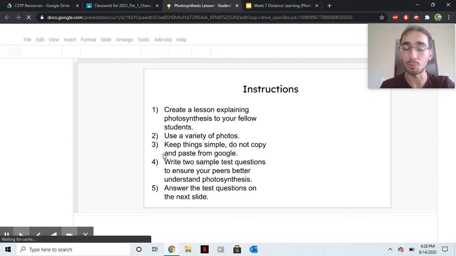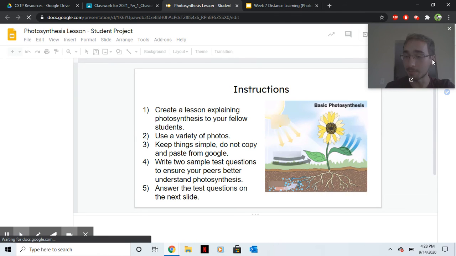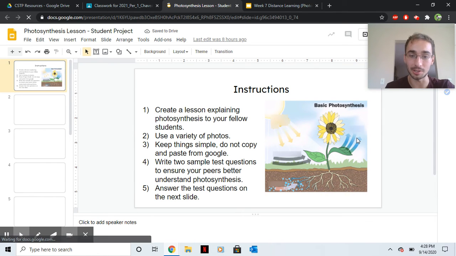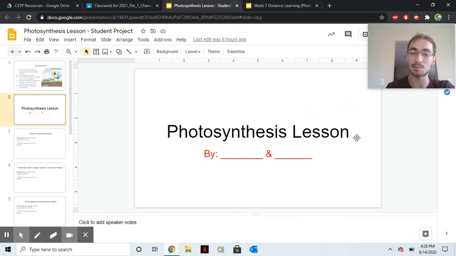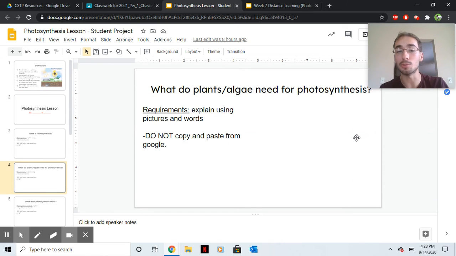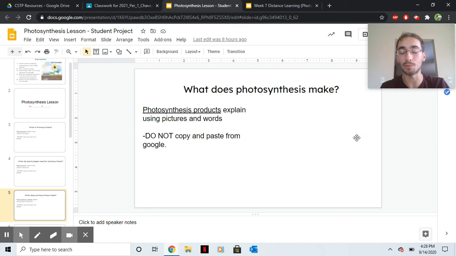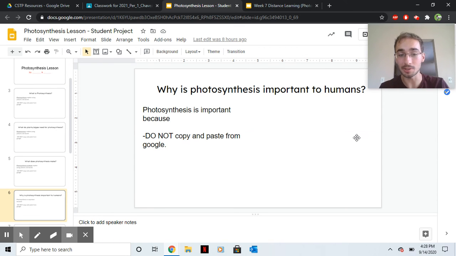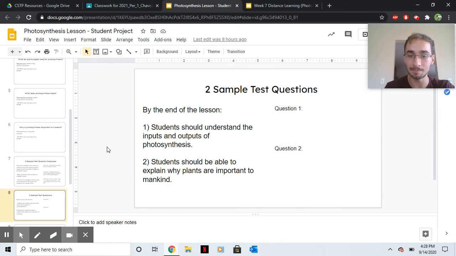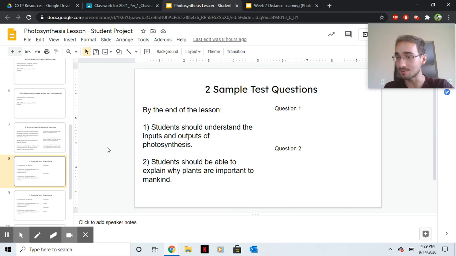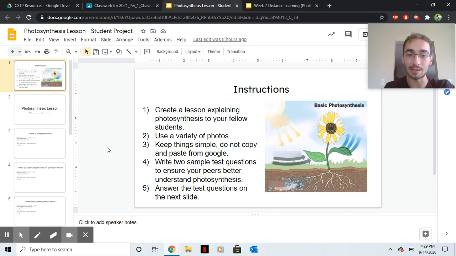You can either work with a partner or alone. And you're basically going to be giving a photosynthesis project, or like a lesson if you were a teacher like me. So you're going to be making this presentation as if you were a teacher, and you're going to be explaining what photosynthesis is, what plants and algae need for photosynthesis, what photosynthesis makes, why it is important to humans, and then write 2 sample test questions for your lesson. So you make sure that the students who would have gotten your presentation actually understand it. So that's a sample lesson, and that will be due on Wednesday.